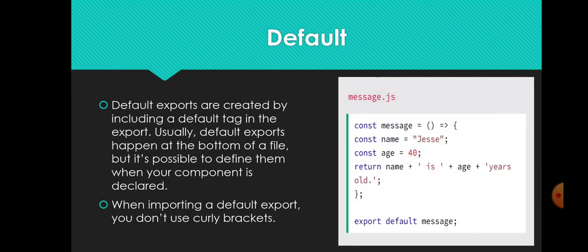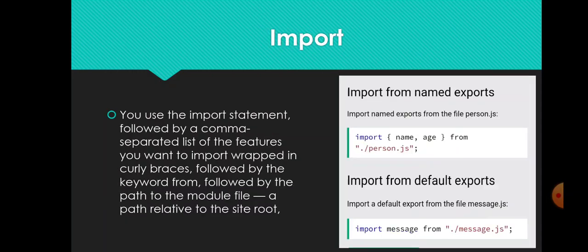Next we have the default type. In the default type we won't be using the names, but instead we'll straight away use the tag default. One thing we have to be careful about is that we don't use the curly brackets for this type of calling. Usually the default export happens at the bottom of the file, so that you don't have to worry about checking out the component which has already been done. But there's also a possibility that you could include them after it is declared.